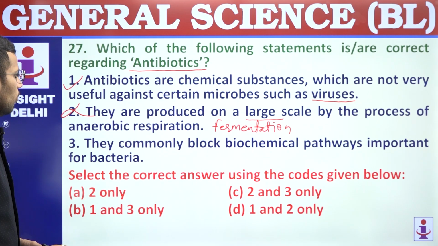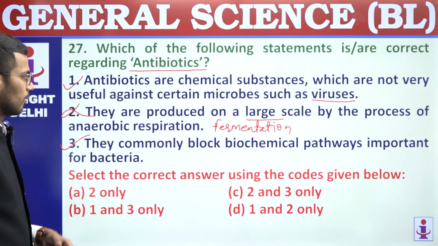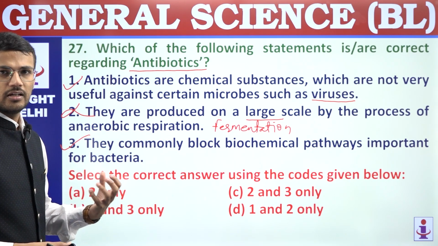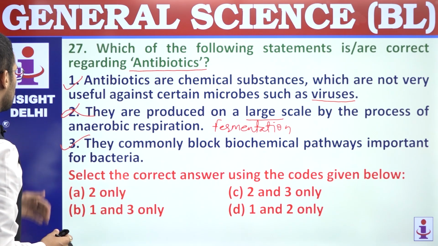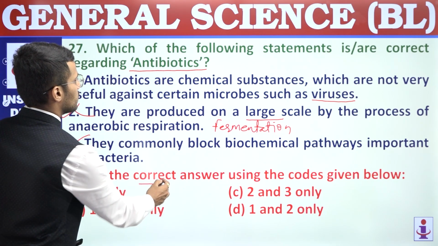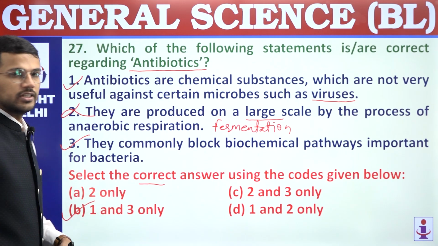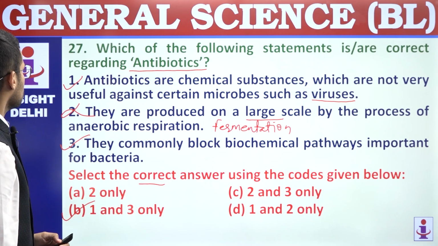Third, they commonly block biochemical pathways important for bacteria. This statement is a correct statement. They block the biochemical pathways so that bacteria do not start their action which may have negative impact on the body. Right? So first and third statements are correct. We are supposed to find out correct statements only, and hence answer is B, 1 and 3 only. Question number 27, answer is B.